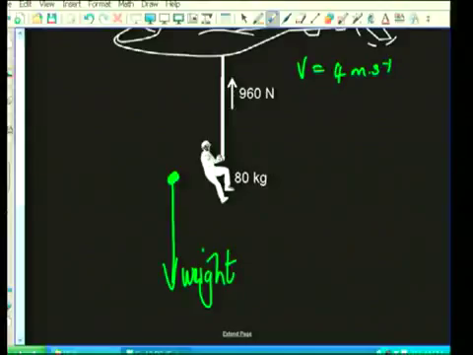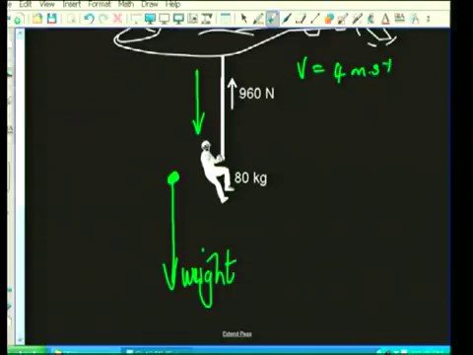I don't care about the value right now, but they also said to us that air friction can't be ignored. Now we've got to decide which way air friction works. Air friction is like friction on a surface. It always acts in the opposite direction to which the object is moving. So if the man is moving up, air friction must act down. Let's just call that air friction.